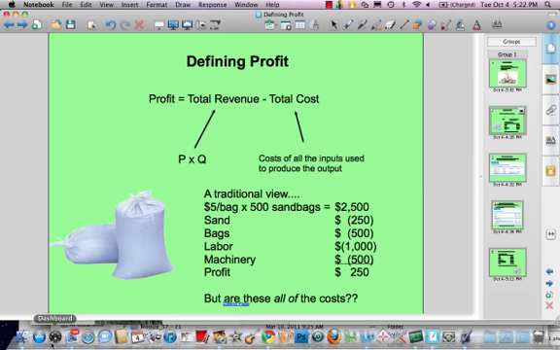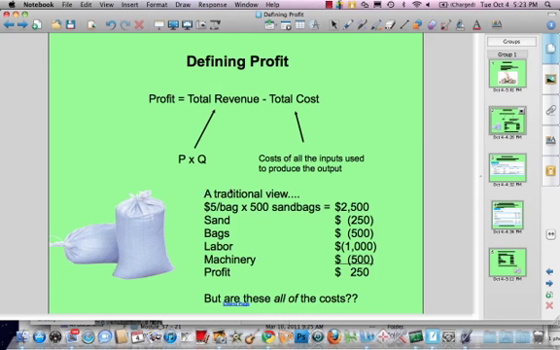Well, in its simplest sense, profit is total revenue minus total cost. Sounds simple enough. Total revenue, as we learned from prior classes, if you're looking at a graph, is price times quantity. So remember the rectangle: price times quantity gave us total revenue. Total cost, that's what we're going to start talking about tonight. Total cost is the cost of all the inputs used to produce the output.